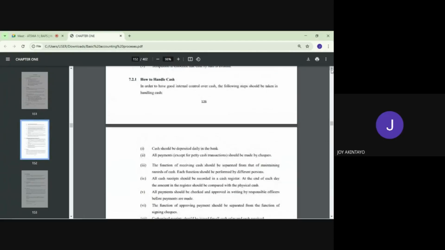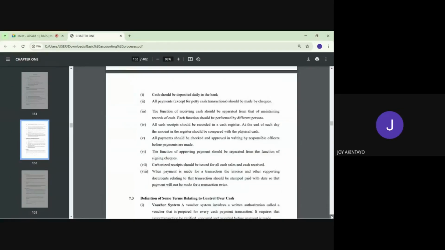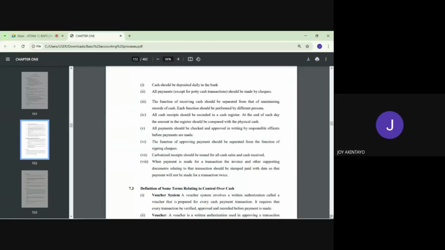Then you can read how to handle cash. How do we handle cash? You must make the daily deposits. All payments should be made by check, except for petty cash. You make your payment into the bank. All cash received should be recorded in a register. Once there is a cash receipt, it must be registered in the cash register and others like that.